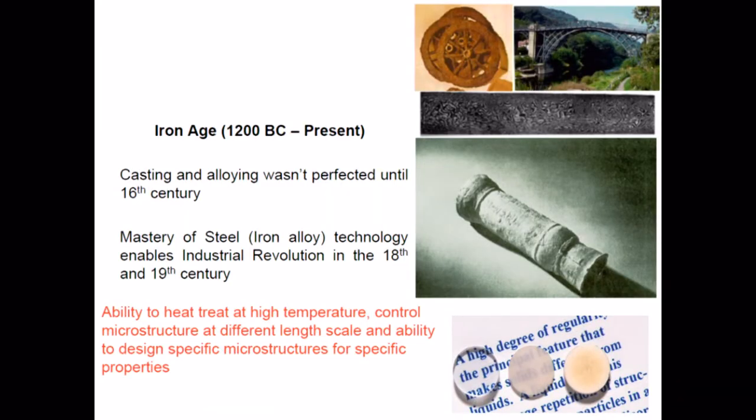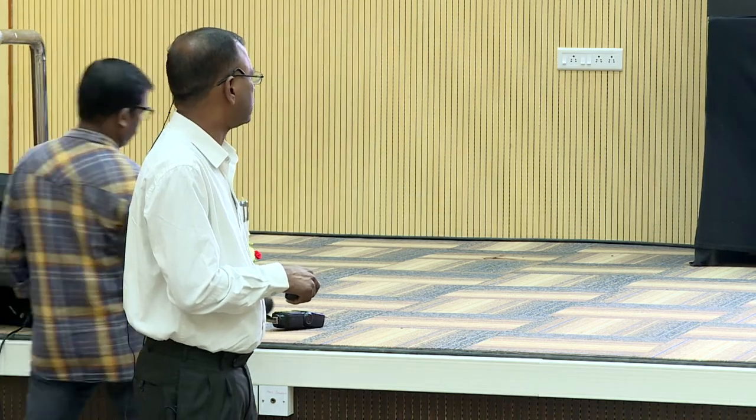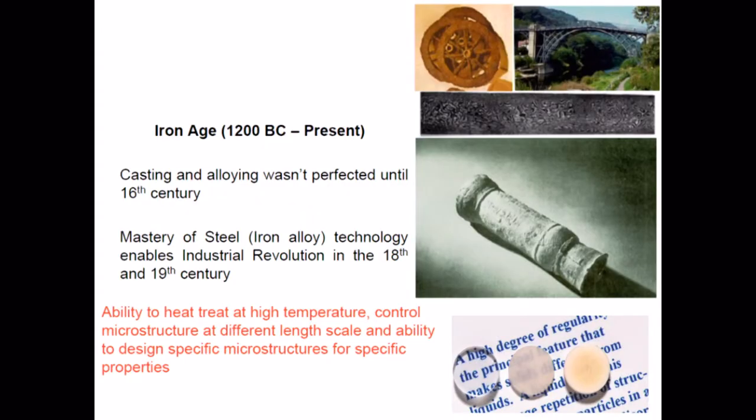Then came the Iron Age, from 1200 BC to present, in which you have the ability to heat at high temperature and control different microstructures as well as properties, with specific properties and design. Similarly, this is alumina; I will come to the applications of alumina in subsequent slides. When you have single crystalline alumina, it is transparent. This is polycrystalline and this is amorphous.